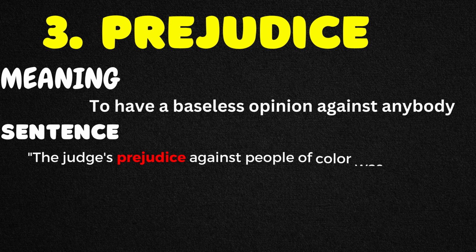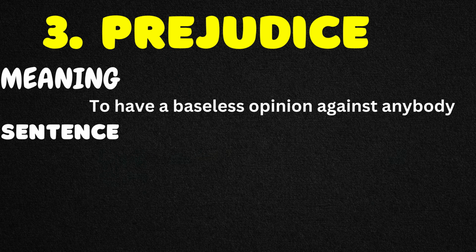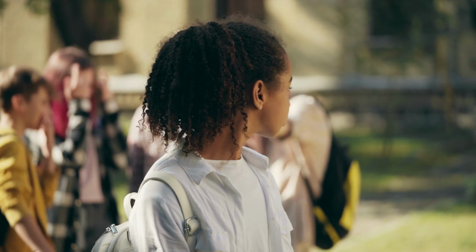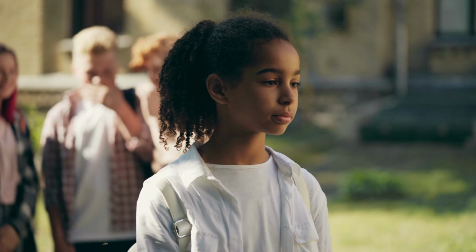The judge's prejudice against people of color was evident in his sentencing of minority defendants. In this example, the statement "the judge's prejudice" suggests that the judge had a bias or preconceived notion that negatively impacted how he sentenced defendants who belong to minority groups. This indicates that the judge may have unfairly discriminated against people of color in the criminal justice system.